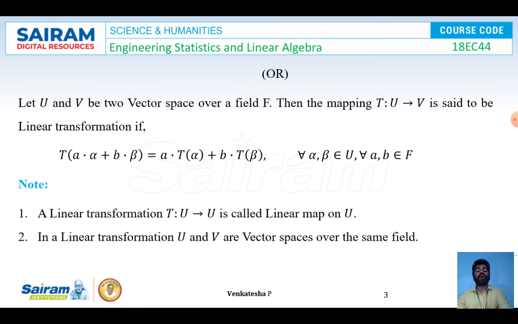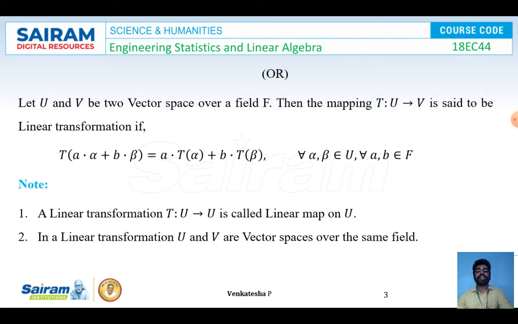Or we can use the alternative formula also. Let U and V be two vector spaces over the field F. Then the mapping T from U to V is said to be a linear transformation if T of A dot alpha plus B dot beta is equal to A dot T alpha plus B dot T beta for all alpha, beta belonging to U and for all A, B belonging to F.